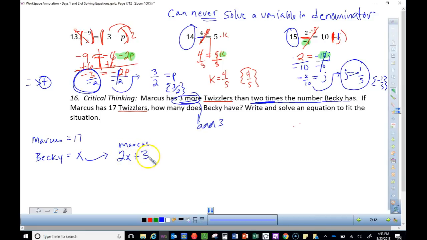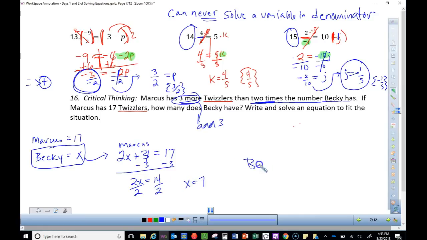So 2x plus 3 is Marcus. We also know that that must equal 17 because we know he has 17. So now we can solve this and we'll be able to find out how much Becky has when we know what x is. So we'll minus 3 to both sides. 2x equals 14 because 17 minus 3 is 14, and then we'll divide by 2. So x equals 7. Becky has 7 Twizzlers.